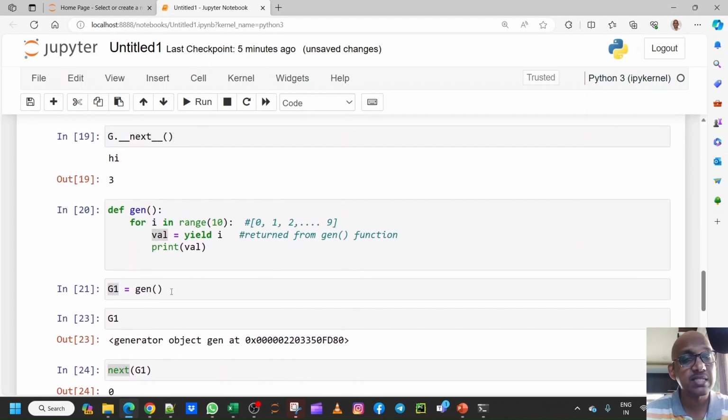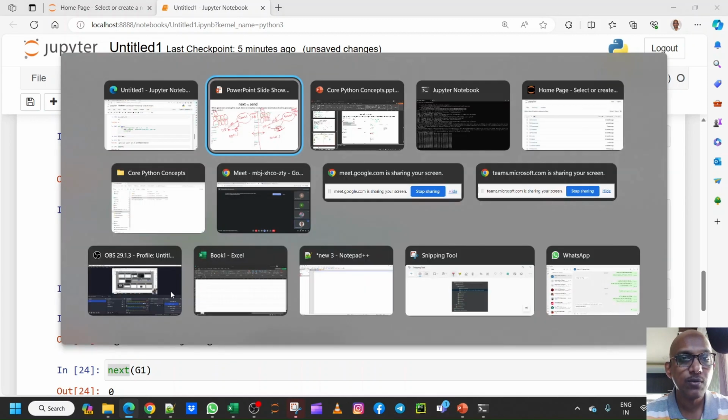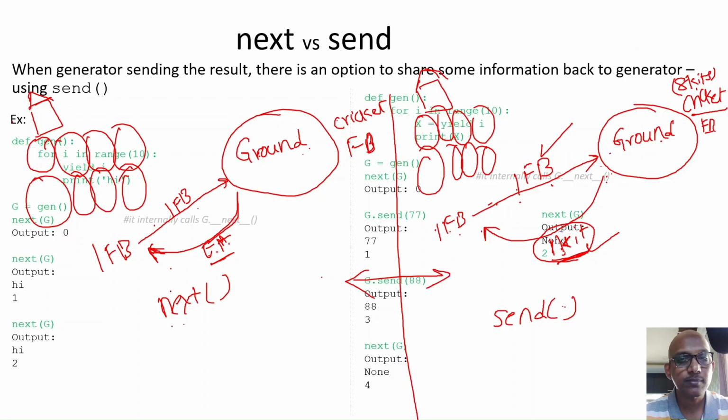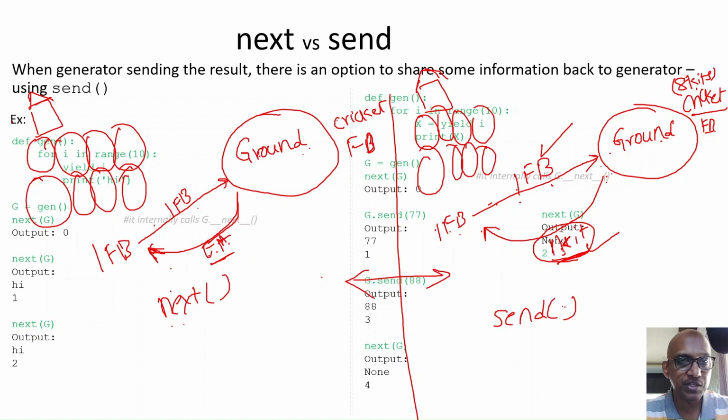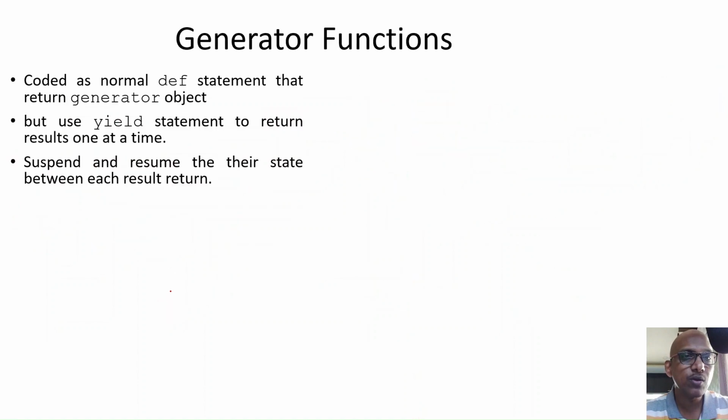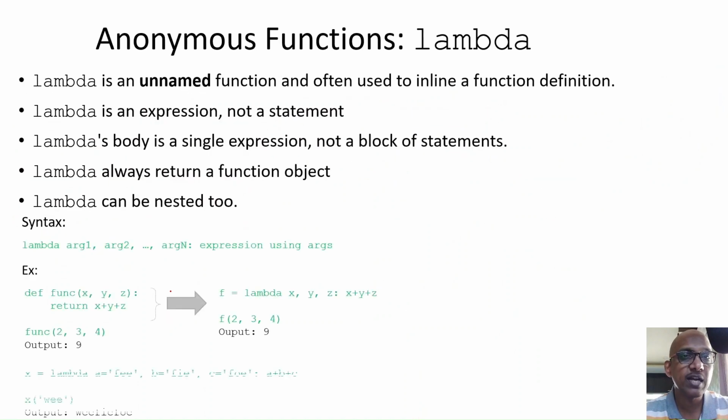Any questions between the send method and the next method, next function, or double underscore next double underscore? You understand these two very properly? Yes, sir. Okay, so that's the end of the generator functions. Tomorrow's class we are going to discuss generator expressions.